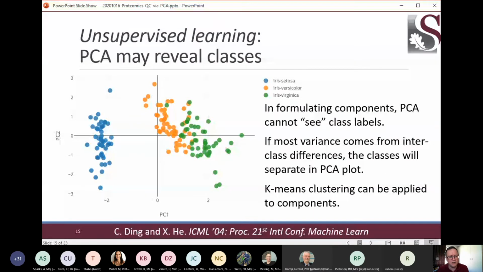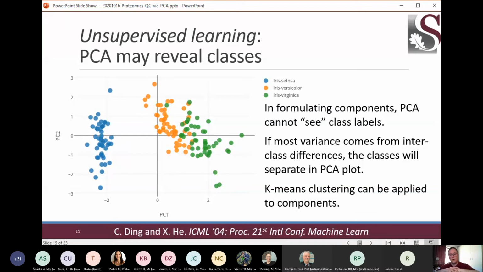I want to also draw a connection here to unsupervised learning. PCA does not know the labels, the group associations of these files. So in this case, each of these dots represents a different plant, and they come from 3 different classes, 3 different species, Setosa, Virginica, and Versicolor. So each of these dots is going to fall into one of the 3 colors, green, yellow, or blue. But PCA does not receive that information. It doesn't see it at all.